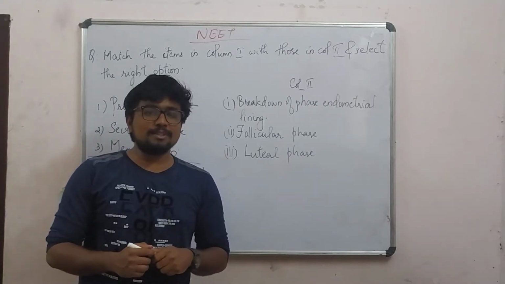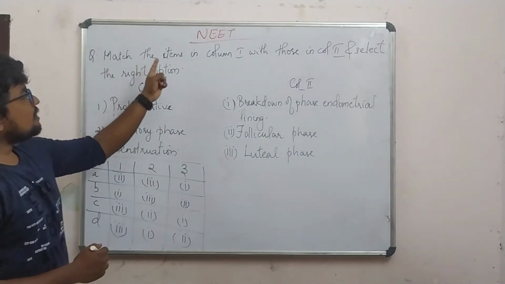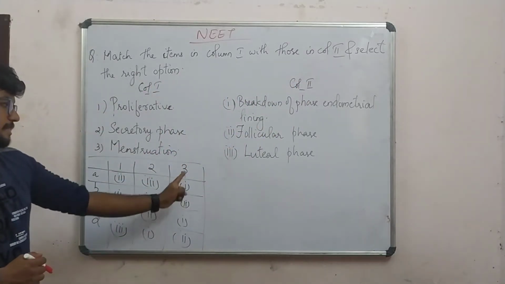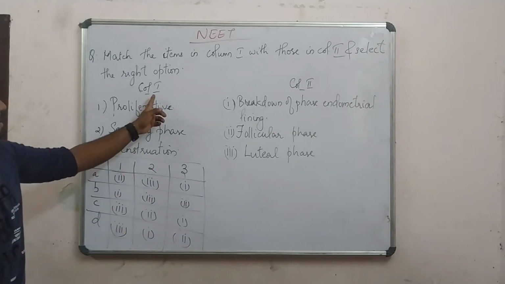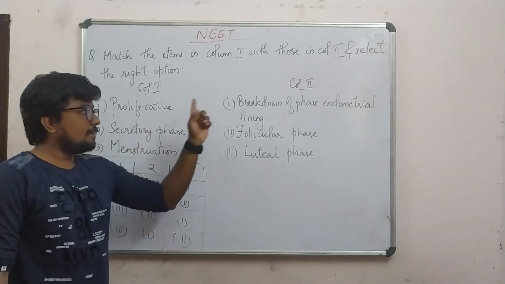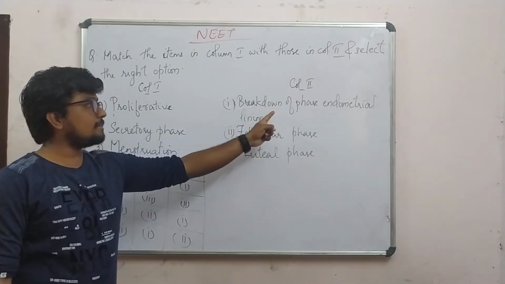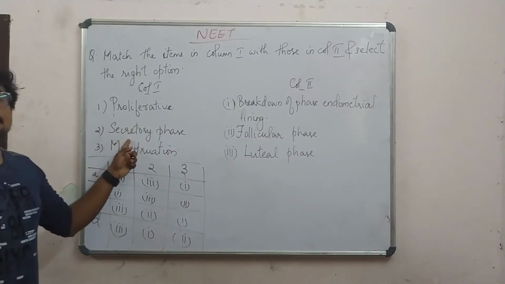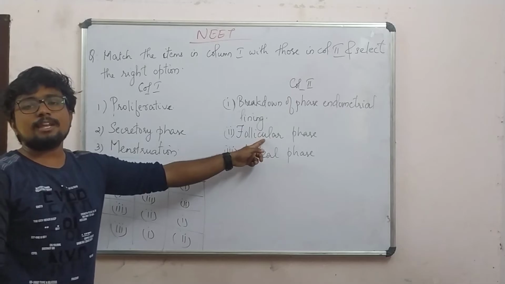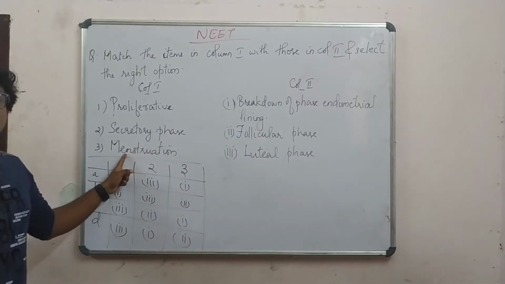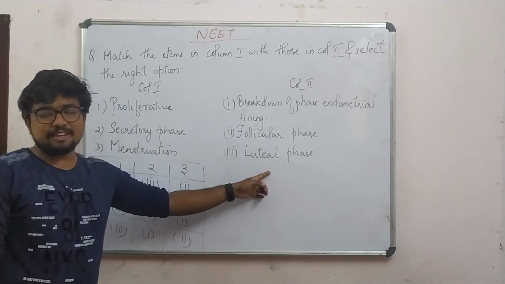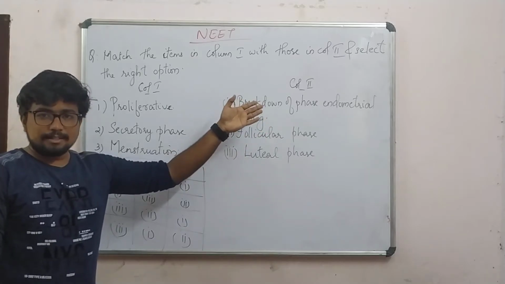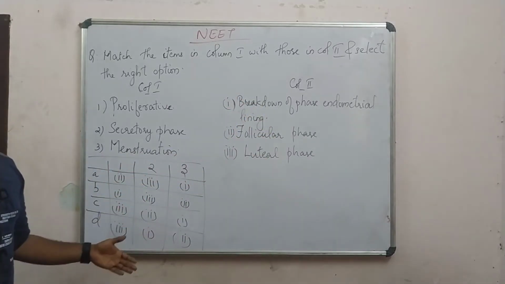So now let's look into the third question of ours. Match the items in column 1 with those in column 2 and select the right options from these options. Okay. So column 1, the first one is proliferative. In column 2, the first one given is breakdown of endometrial lining. In column 1, the second one is secretory phase. Here, the second one is follicular phase. Here, the third one is menstruation. Here, it is luteal phase. So now, we can see which one in column 1 matches with the items in column 2, and we can select the right option from here.